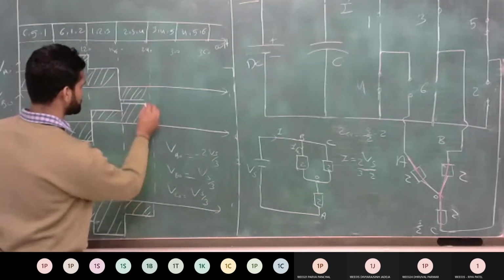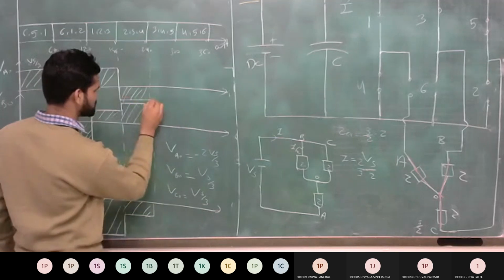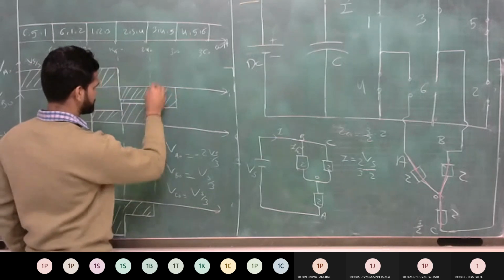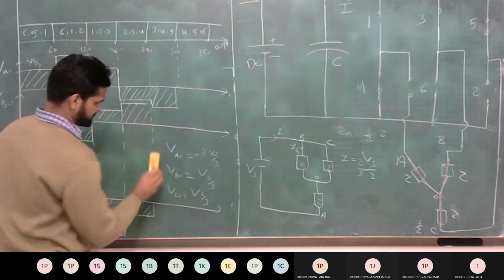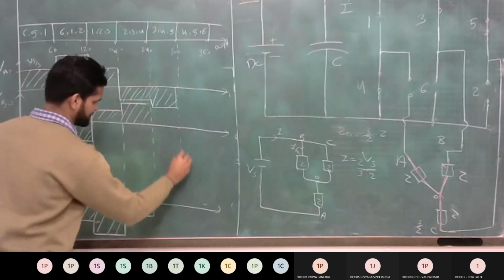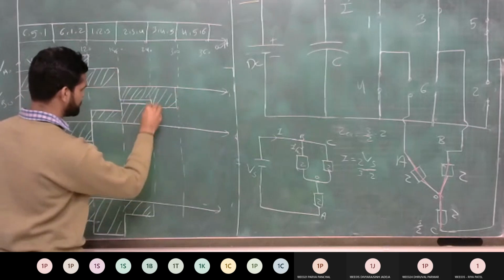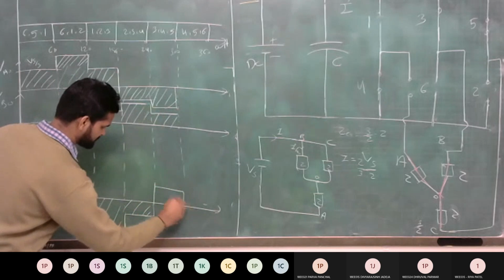VAO is minus 2 Vs by 3. Here it is minus 2 Vs by 3, this way. It should go like this. Always take the projection, thereafter calculate the value, and then draw this waveform. Clear? Now VAO is minus 2 Vs by 3, and VBO is plus Vs by 3, and VCO is also plus Vs by 3.